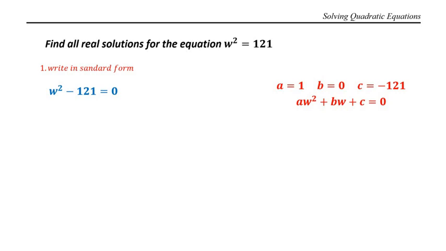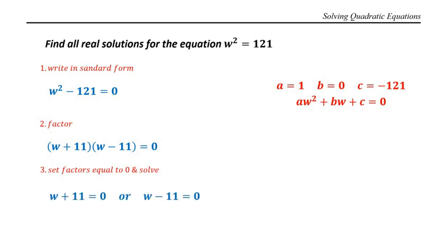So our next step is, again, to factor. So w squared minus 121 can be factored as w plus 11 times w minus 11. And then again, our third step, we're going to set the factors equal to 0 and solve. So we would have w plus 11 is equal to 0, or w minus 11 is equal to 0, which would leave us with two real solutions of negative 11 or positive 11.